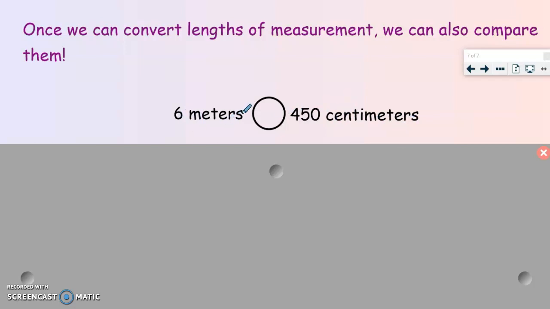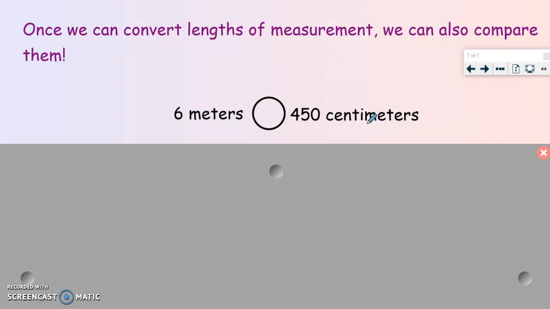So if I have 6 meters here and 450 centimeters over here, how could I compare these two? Because you might be tempted to just look at the numbers and say, oh, well, 450, that's a huge number, so it has to be more. But let's actually convert one of these so that they're the same unit of measurement. Because if you remember when we were dealing with fractions, I said if you have the same denominator, then it's really easy to compare, right? Well, same thing here. If we have the same unit of measurement, then they're really easy to compare.